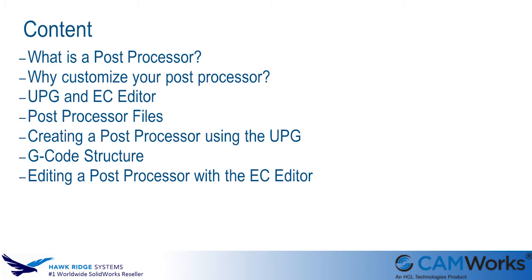And then we'll look at creating a post using the UPG. We'll go through some of the menus, look at some of the functionality, what you can modify, where you can modify, how you can turn things on, turn things off. Explain a little bit about where the sections are and how they're coming out in the code and how the UPG is structured to help you edit the post. Then also looking at some more custom in-depth edits with the EC Editor. What can we do outside of the UPG to customize a post and make it work for our needs?